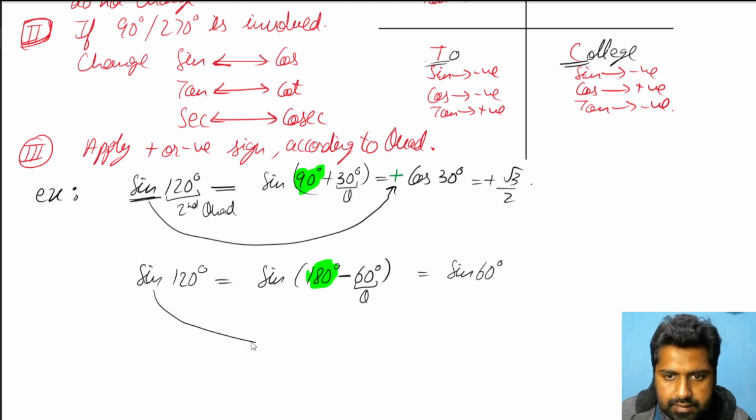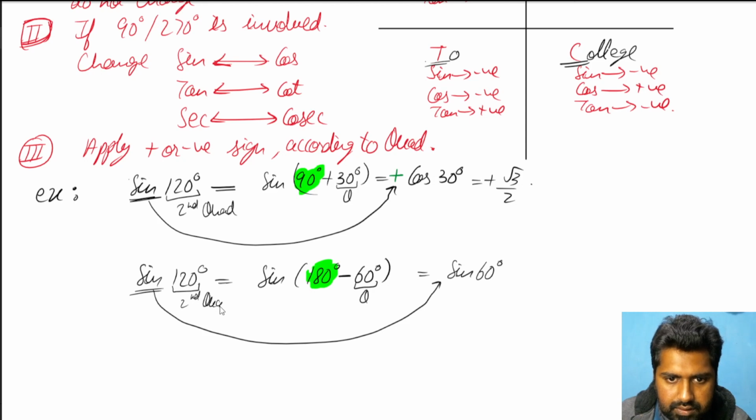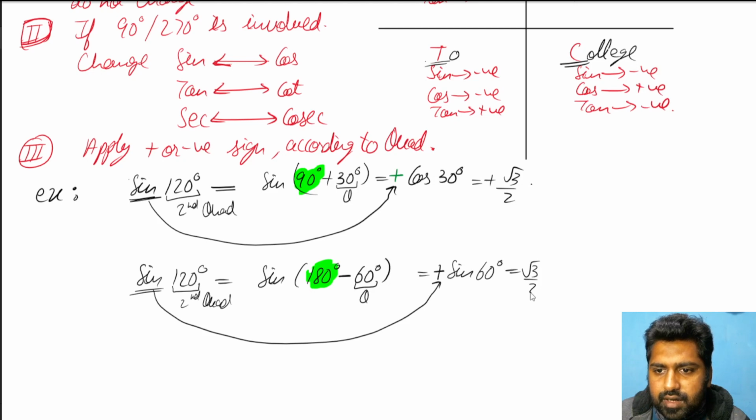But still the sign, positive or negative, will be decided by which quadrant? Second quadrant. So in second quadrant, sine is positive. So sine 60, that is again root 3 by 2.